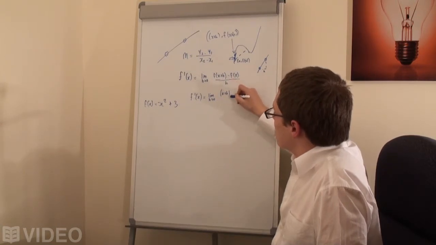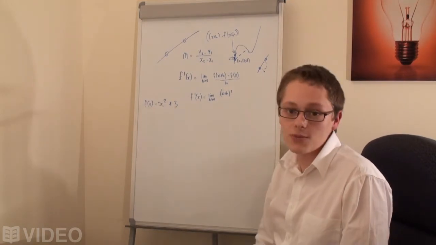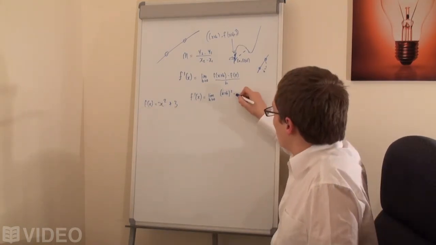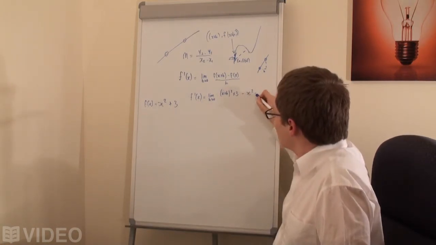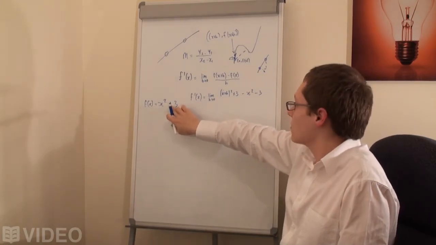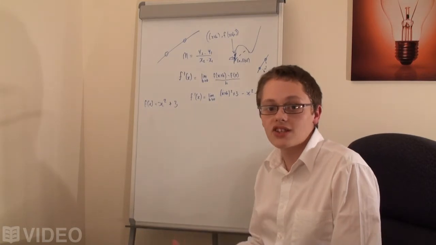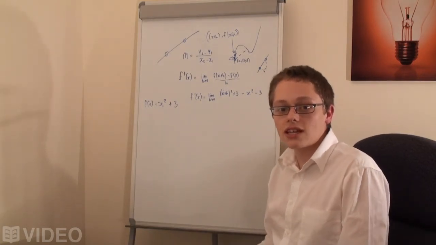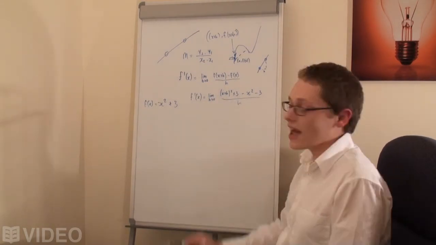x plus h squared. Again, I'm just replacing that x with x plus h, plus 3, take x squared, take 3. You're probably wondering, why is it take? Well, if that's plus and the operation there is take, we're going to have take and plus together, which is going to result in a negative overall. And all of that is going to be over h.